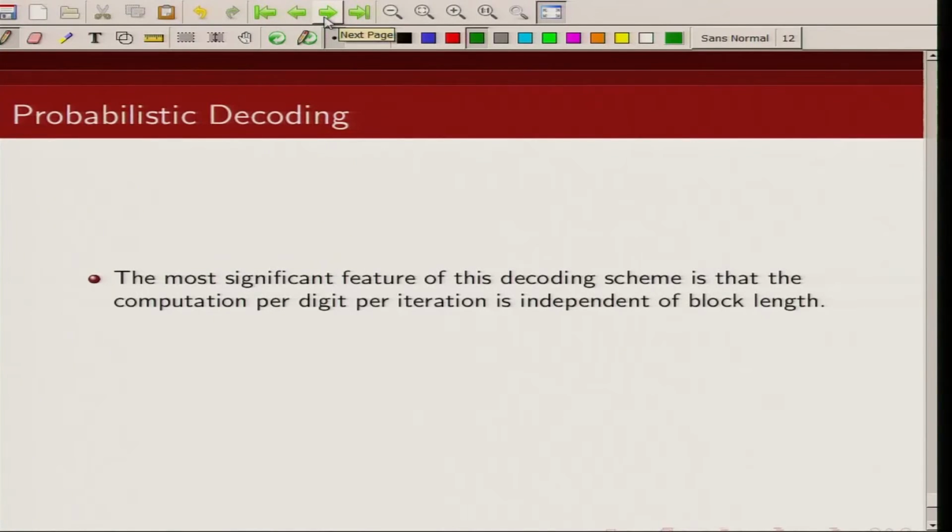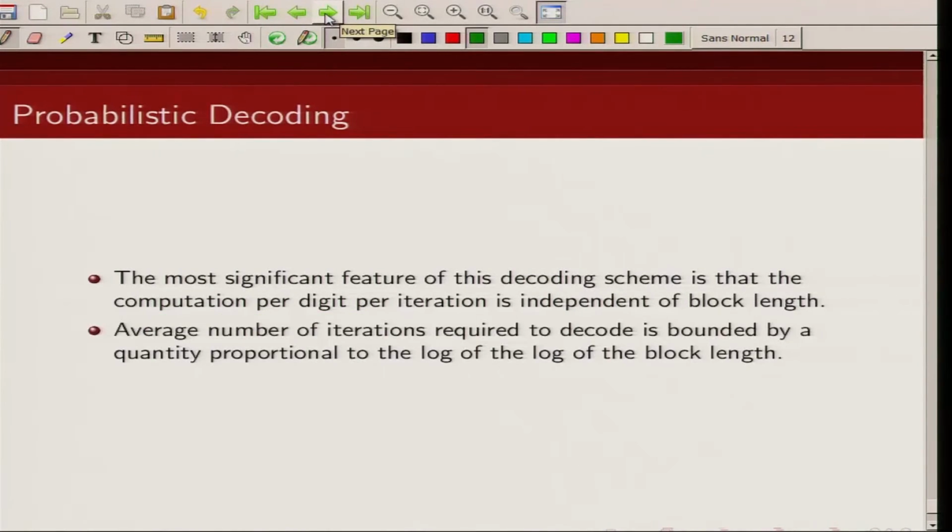So, one of the nicest features of this algorithm is that computation per bit, per digit, is independent of block size, and the average number of iterations required to decode is typically bounded by log of n. After that, you start getting correlated information back. So, with this we will conclude our discussion on probabilistic decoding of LDPC codes. Thank you.